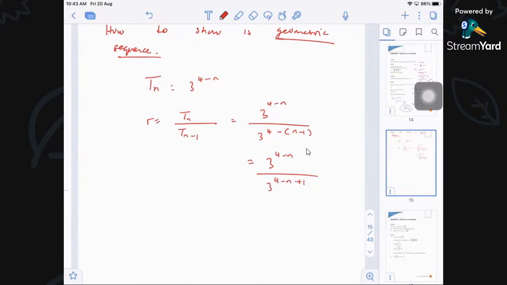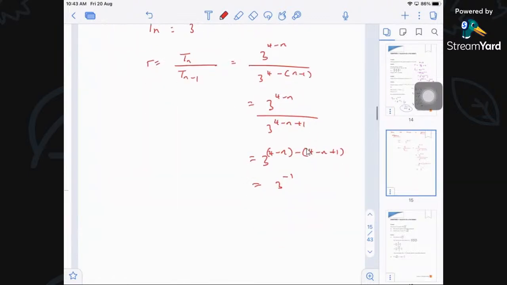So if you really notice over here, I can write this as 3 power of 4 minus n minus (4 minus n plus 1). So very obvious, this is 3 power of negative 1, which is also 1 over 3. Now, since it's a constant, therefore it's a geometric sequence, or series.